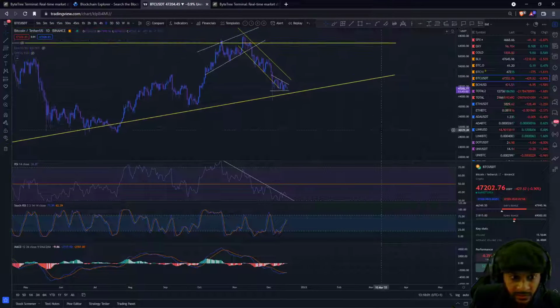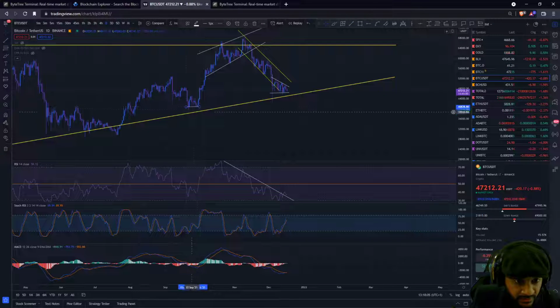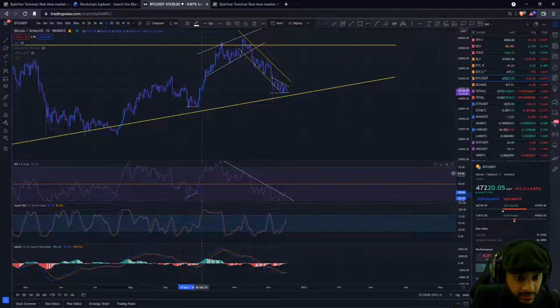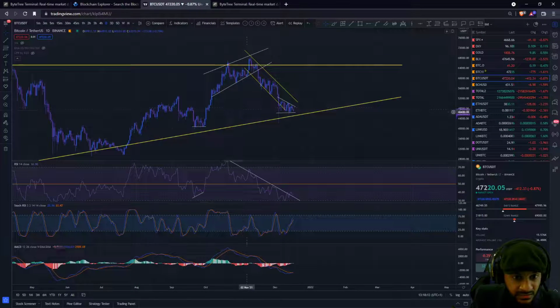For example, here, look, I'm gonna show you guys. The market goes sideways over here, okay? And the RSI makes a higher low, which means that the price is reversing. That's what happens.